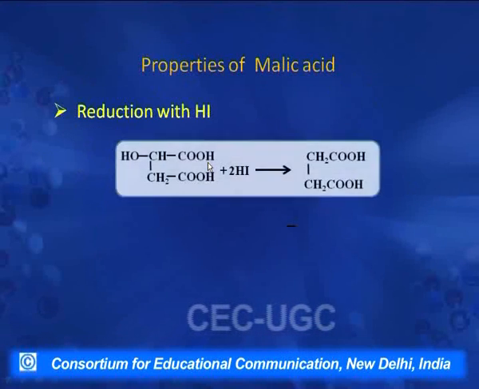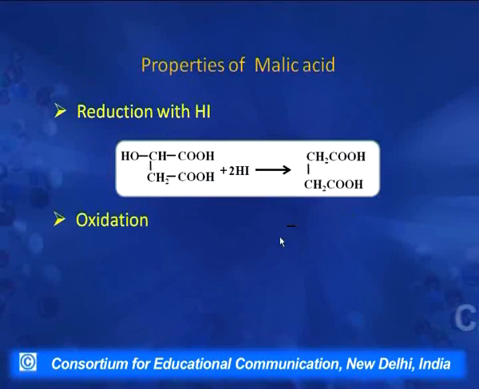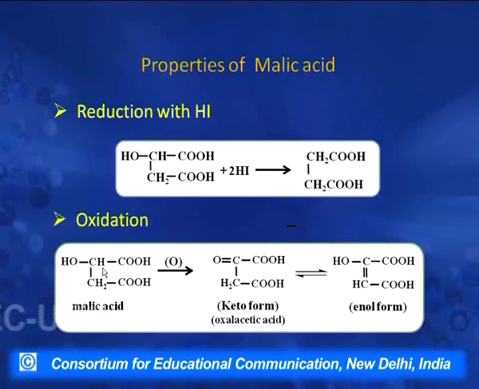Then it can be reduced with HI. This hydroxyl gets reduced and we will get succinic acid. This on oxidation, this CHOH part gets oxidized into CO, we call it oxaloacetic acid. This is now CO with a carbon having alpha hydrogen along with it, so it can undergo keto-enol tautomerism. This is the keto form and this is the enol form.